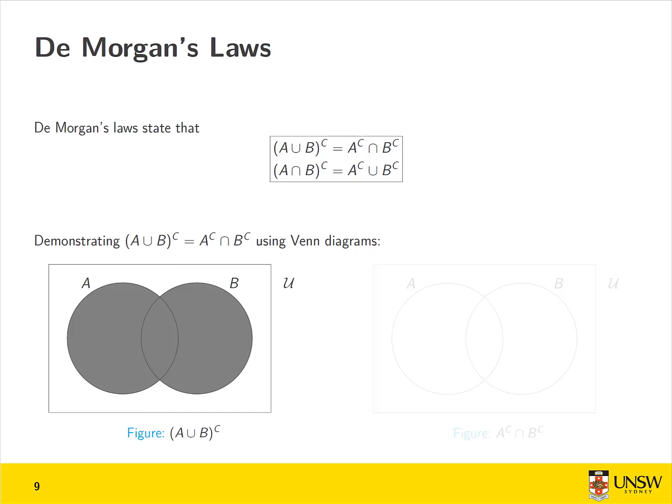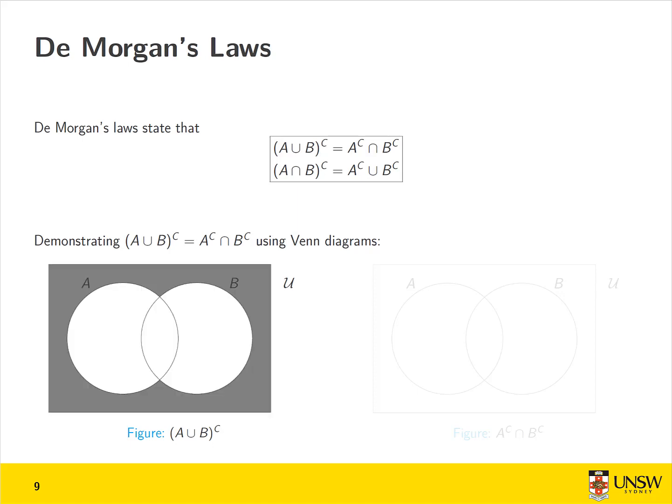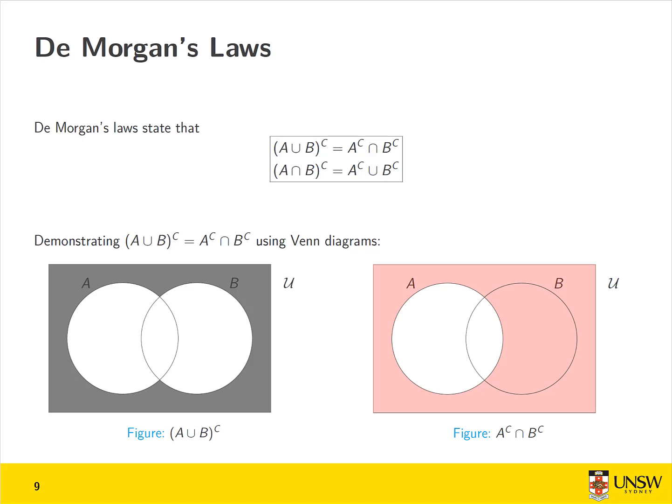Then, to find the complement of this, shade instead all currently unshaded regions. On the other hand, to sketch the intersection of the complements of A and B, we can first shade just the complement of A in red, and just the complement of B in blue. Overlaying these two shaded regions, we can then find their intersection by taking only those regions shaded by both red and blue, that is, the purple region. We can now see that these two Venn diagram representations are equivalent.